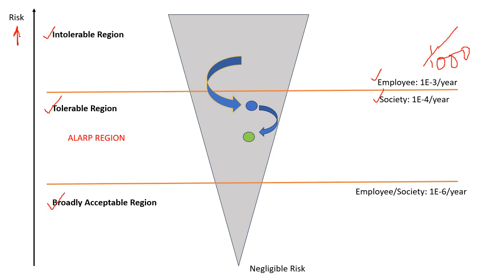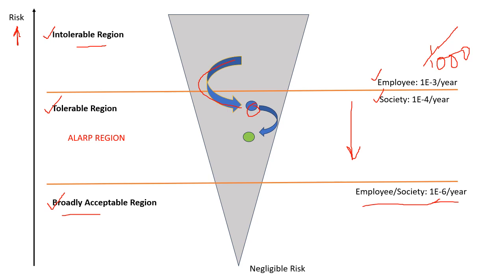So obviously we cannot remain in this intolerable region. We have to reduce the risk from here to this region, which is our tolerable region. The tolerable region is anything below this 1e minus 4 or 1e minus 3. And then there is another region, the broadly acceptable region, where the risk is very low. Normally this broadly acceptable region is 1 in 10 lakhs, or 1 in a million. So chances are very low here.